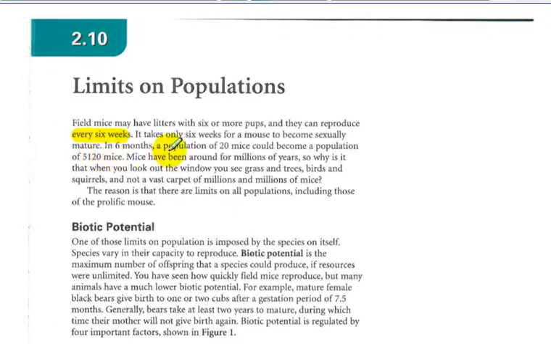Mice have been around for millions of years, so why is it that when you look out the window you see grass, trees, birds, and squirrels, but you don't see a carpet of mice over and over again like in that video? The reason is that there are limits on all populations, including those of the mouse.